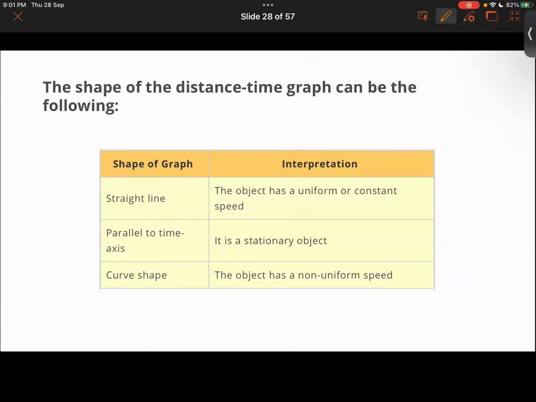It will not have a straight line, and it is not in fixed speed. It will not have a constant speed, and it won't be covering regular or fixed distance in regular intervals of time, right?